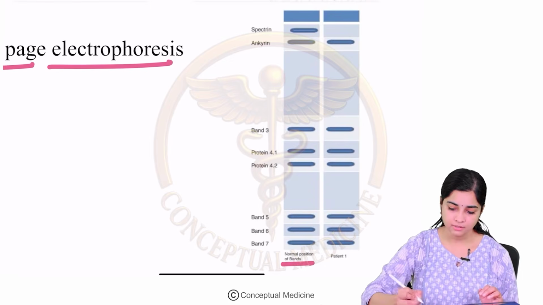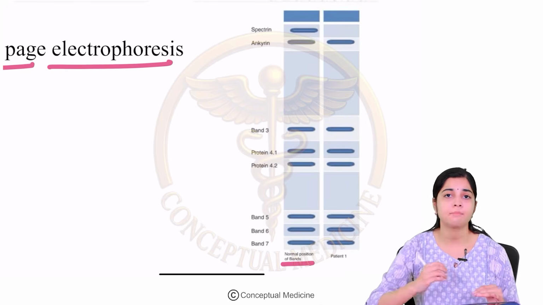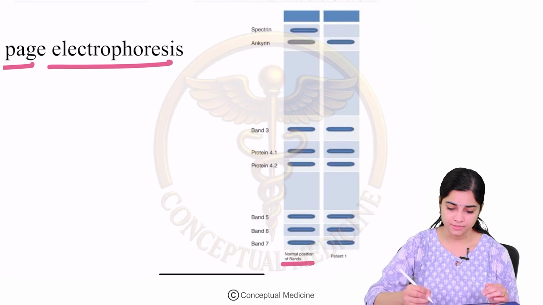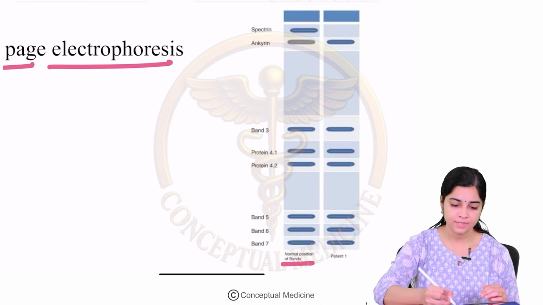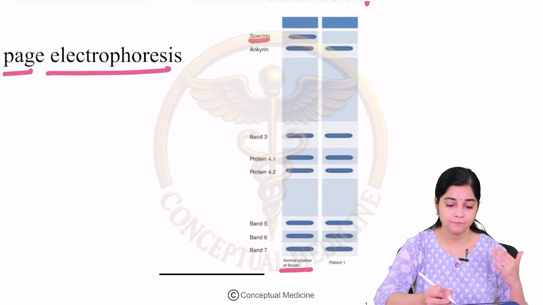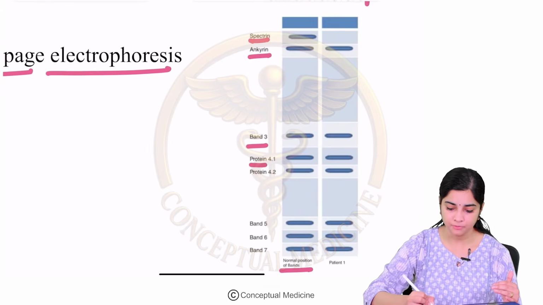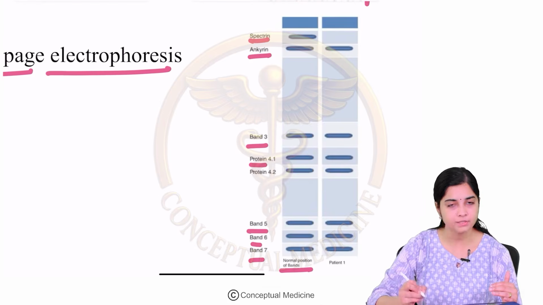So, this is a normal patient, and you see that each of the proteins will basically appear as a band in the gel electrophoresis. So, you can see that this is where each of the pointers will be. Spectrin would have moved the fastest, and then ankyrin, then we have band 3, protein 4.1, 4.2, band 5, 6, 7 and so on.